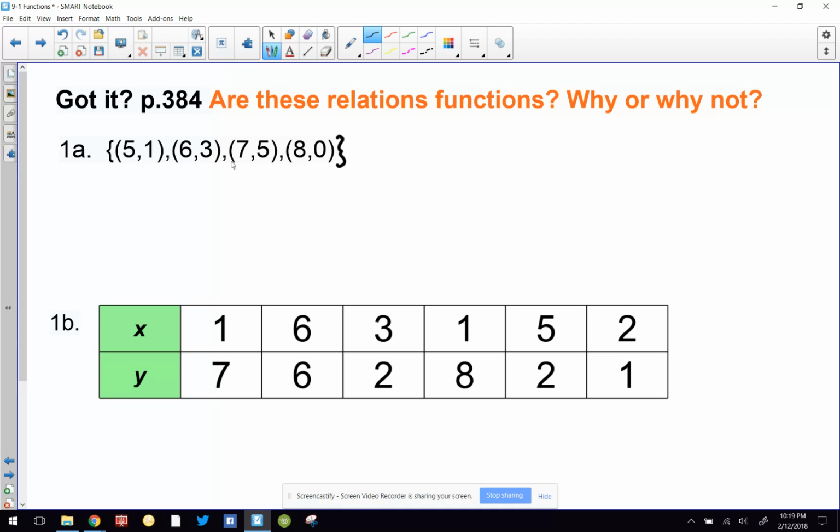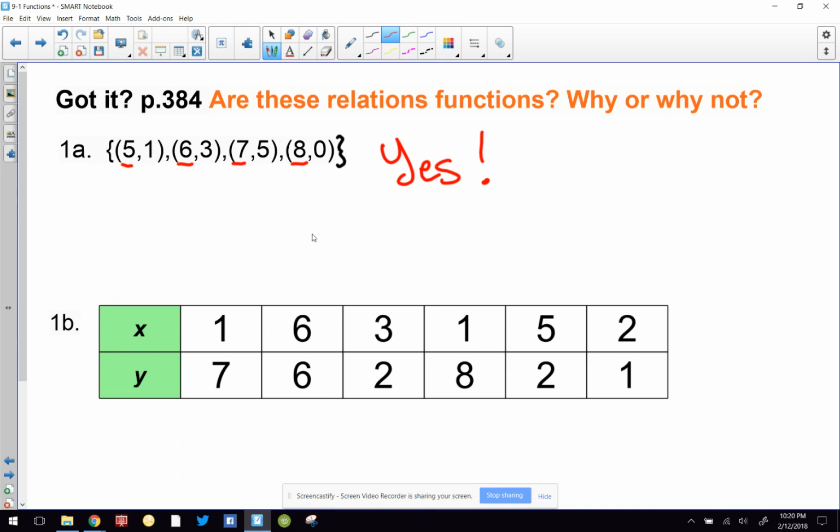So we have these 4 ordered pairs: (5, 1), (6, 3), (7, 5), and (8, 0). When I'm looking to determine if this is a function or not, I look at the members of the domain: 5, 6, 7, and 8. I notice that no members repeat. There's no repeated x values, so I know that no member is going to be paired with a different member of the range. So every member of the domain has exactly one unique and different member of the range. So yes, that is a function.